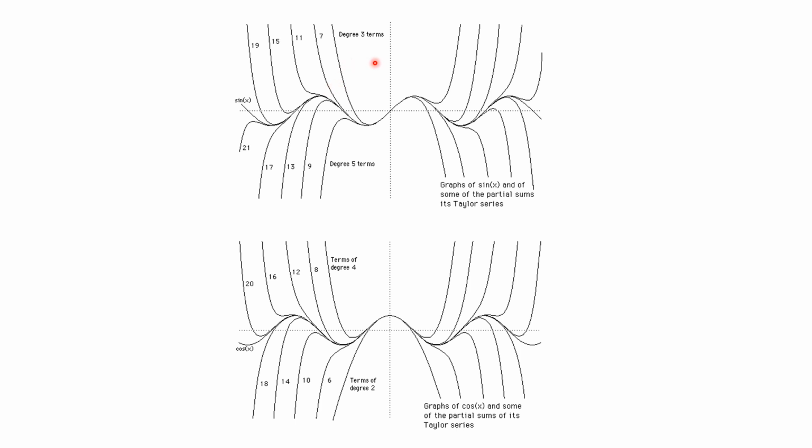And it gets better the more terms you have in your Taylor expansion. Here we're approximating the sine of x, and here we're approximating the cosine of x. You can see that it gets better and better the higher n is, and also the closer that you are to the point about which you expand.